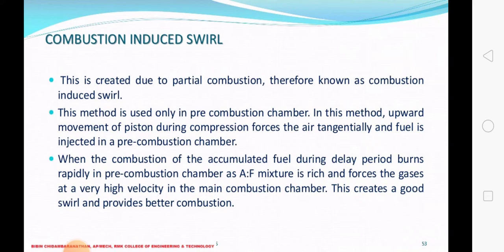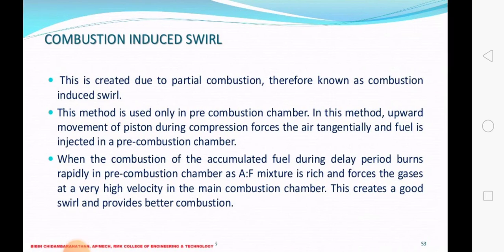In this method, the upward movement of the piston during compression forces the air tangentially and fuel is injected in the pre-combustion chamber. The accumulated fuel during the delay period burns rapidly in the pre-combustion chamber, as the air-fuel mixture is rich, and forces the gases at very high velocity into the main combustion chamber. Okay, thank you.